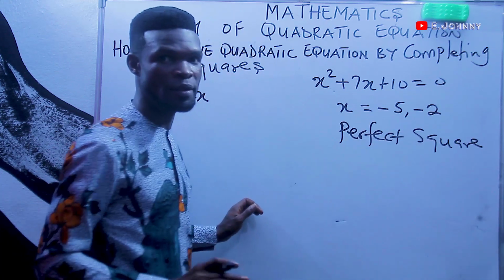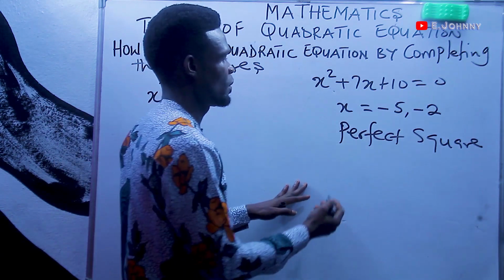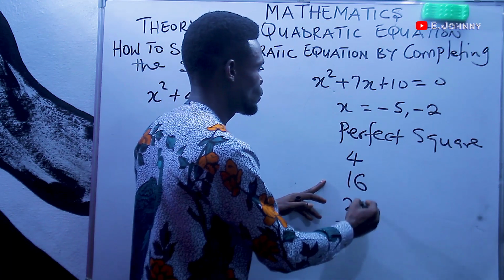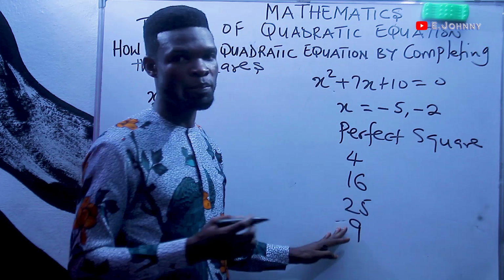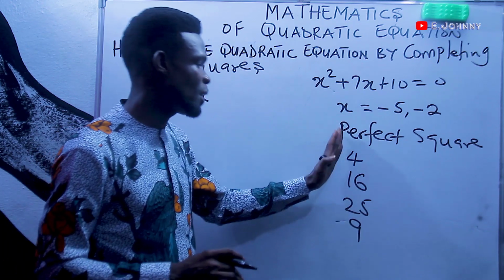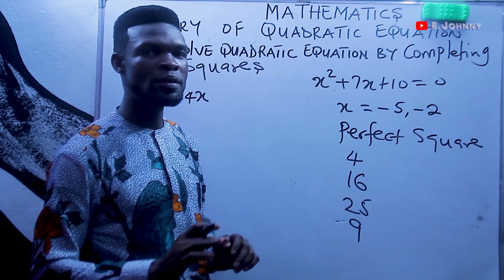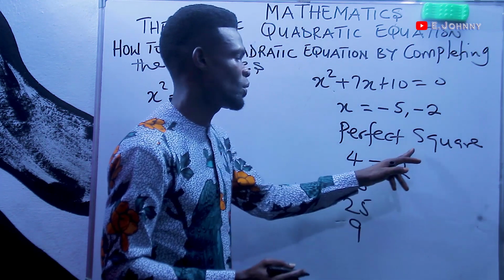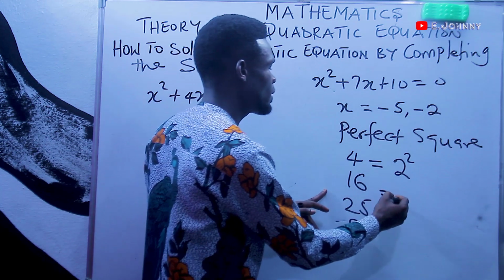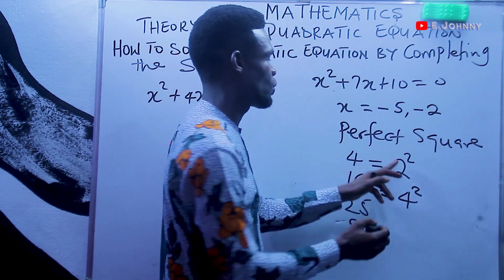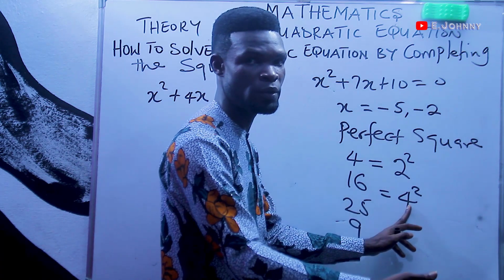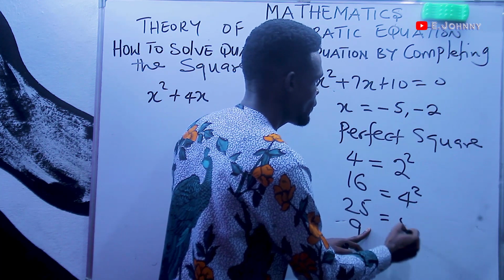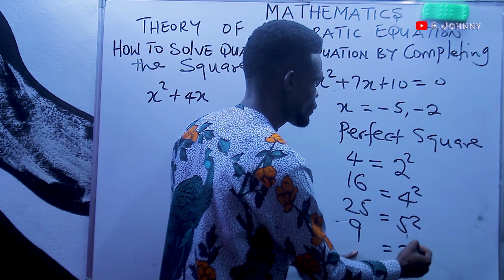Let me make us understand this. What I mean by perfect square is this. 4 is a perfect square. 16 is a perfect square. 25 is a perfect square. Even 9 is a perfect square. Question: why do we say that these numbers are perfect squares? Answer: because the number 4 can be written in terms of power 2 as 2 raised to power 2. 16 can be written as 4 raised to power 2, in other words, 4 times 4. 25 can be written as 5 raised to power 2. And 9 can be written as 3 raised to power 2.